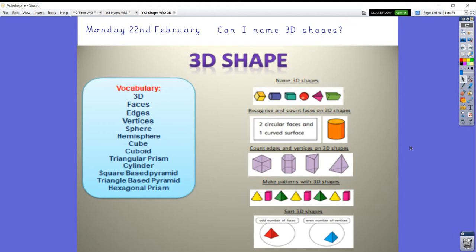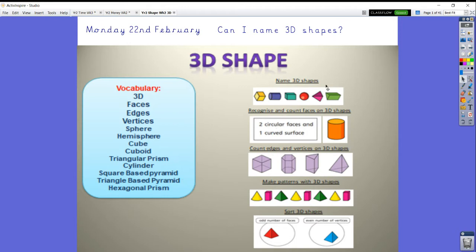So we're going to start a new topic of 3D shapes. See if you can join in with saying this vocabulary with me. So we have 3D: faces, edges, vertices, sphere, hemisphere, cube, cuboid, triangular prism, cylinder, square-based pyramid, triangle-based pyramid, hexagonal prism.